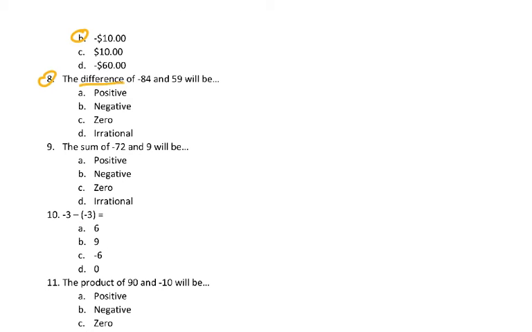Number 8 says the difference of negative 84 and 59. Difference means subtract. So negative 84 minus 59. If I'm down 84 and I go down 59, I'm really down. I'm really negative. So the answer would be B, negative. Number 9 says the sum, which means add, of negative 72 and 9.